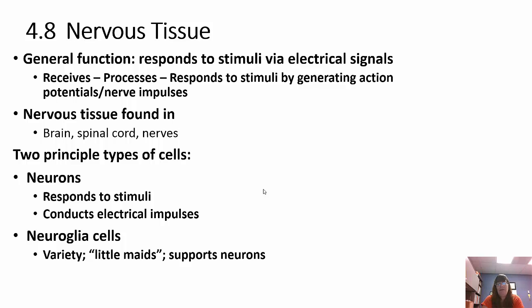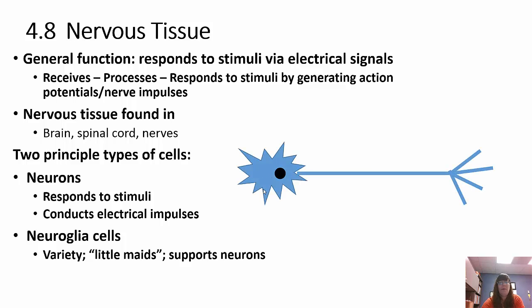We have two principal types of cells: neurons, which are your main type that respond to the stimuli and actually conduct the electrical impulses, and then neuroglial cells, of which there are 6, that act as little maids and kind of support the neurons. Again, we'll talk about nervous tissue in an entire chapter towards the end of the semester. At the end of the semester, actually.